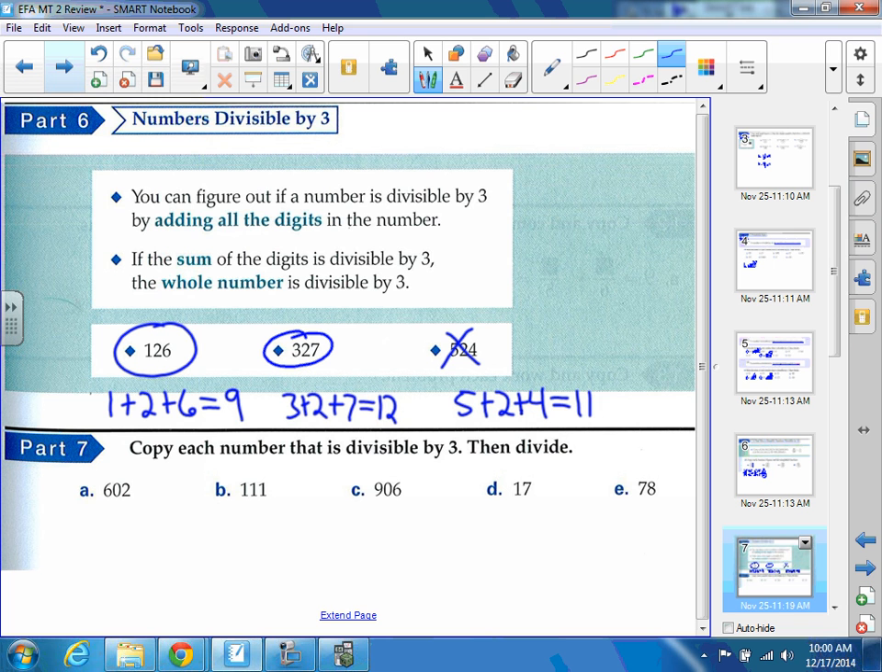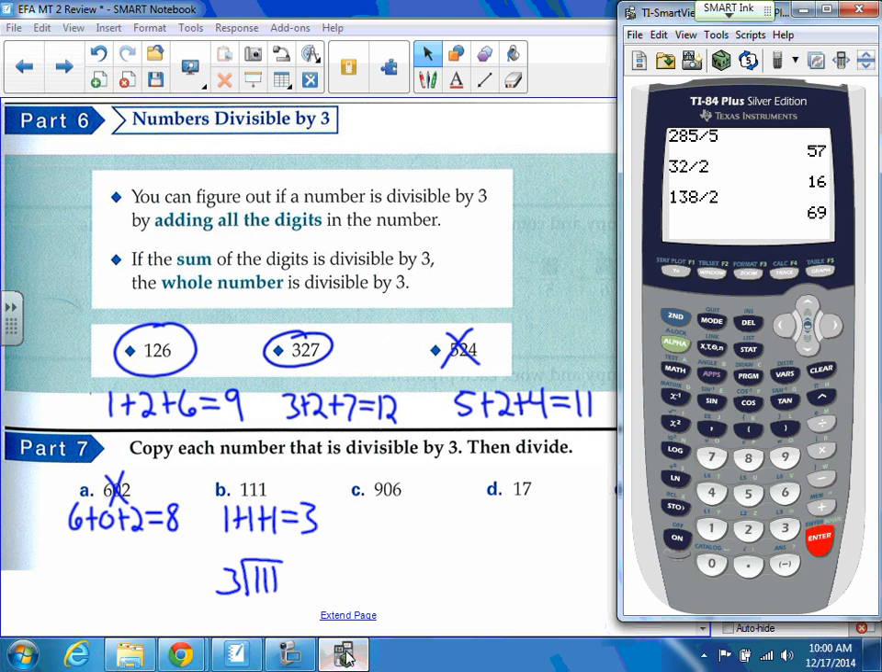So when I look at A here, first thing I'm going to do is say, what's 6 plus 0 plus 2? 6 plus 0 is 6, plus 2 is 8. Well, does 3 go into 8? No, it doesn't. So I'm not going to be able to do that one. For B, I've got 111, so 1 plus 1 plus 1. Well, 1 plus 1 plus 1 equals 3, and 3 goes into 3. So then I do 111 divided by 3. You can go to your calculator here and do 111 divided by 3, and you'll get 37. So there's our answer for that.